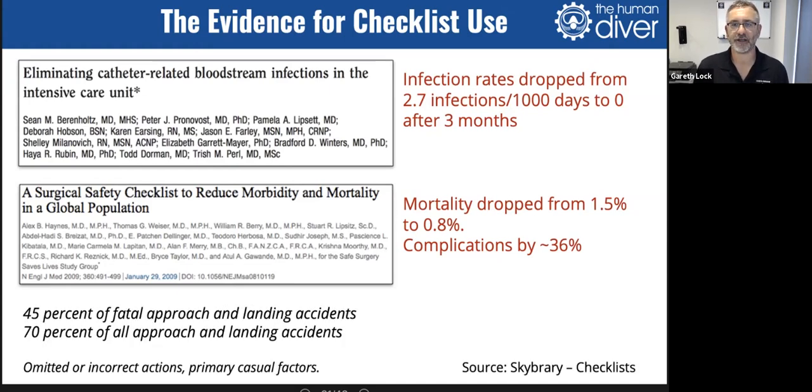And in aviation, potentially the most dangerous phase of flight is coming into land. You've got to touch down at some point. You've got to configure the aircraft. What they found is that 45% of fatal approach and landing accidents and 70% of all approach and landing accidents in total were due to omitted or incorrectly performed procedures while they were coming in, which is why aviation takes checklists so seriously, because they recognize that people are fallible, and that's a fundamental bit.